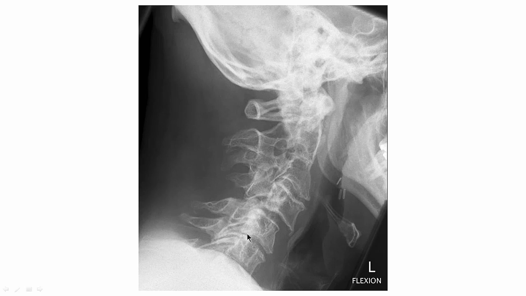We got real severe disc space loss here. And then we got something weird here. Where's C3 and C2? Where's the disc? Well, here's C2, the dens. There's the disc space, not much of a space. So this is a congenital fusion of C2 on C3. Congenital fusion.